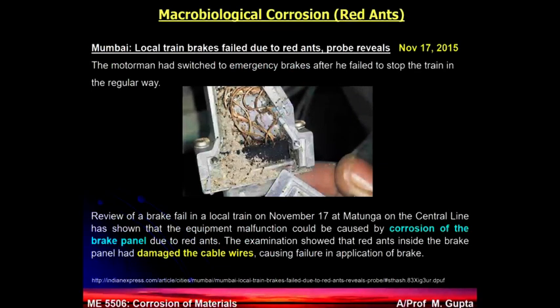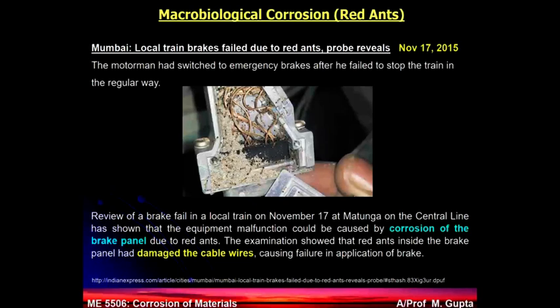Now we have also seen macrobiological corrosion because of the red ants, and if you look at this situation in 2015, the brake pad fails in the train, and apparently the driver had to use the manual brakes to stop the train because the red ants infested and ate the cables. They first ate the protective coating, and then they ate the cable, and as a result the whole system went down and the people had to use the manual brake. So this is another example of corrosion because of a living organism, something which you can see with your eyes.